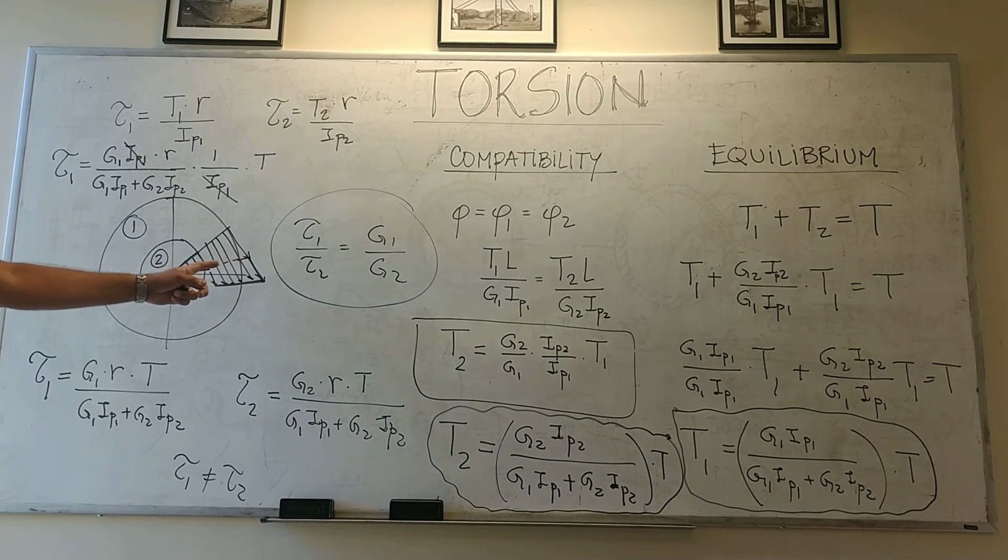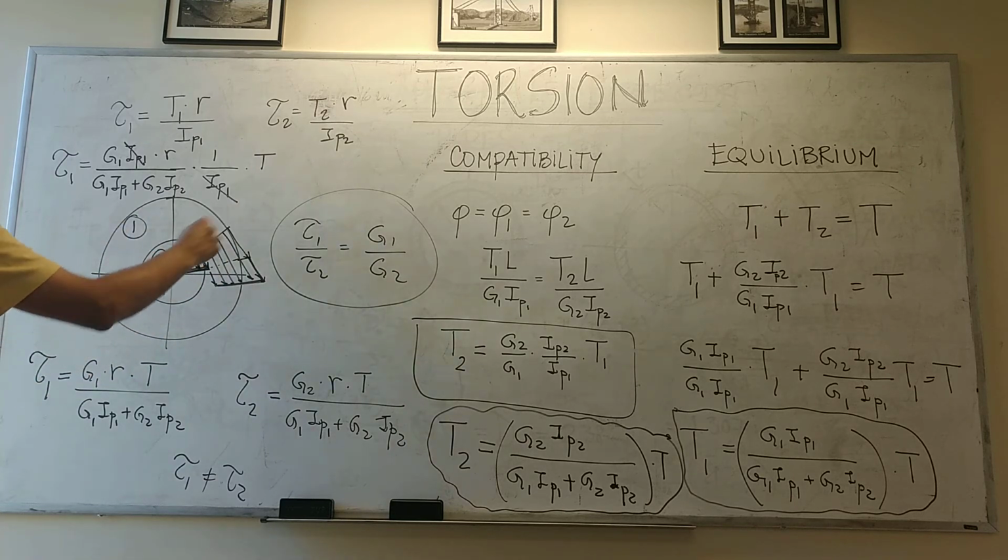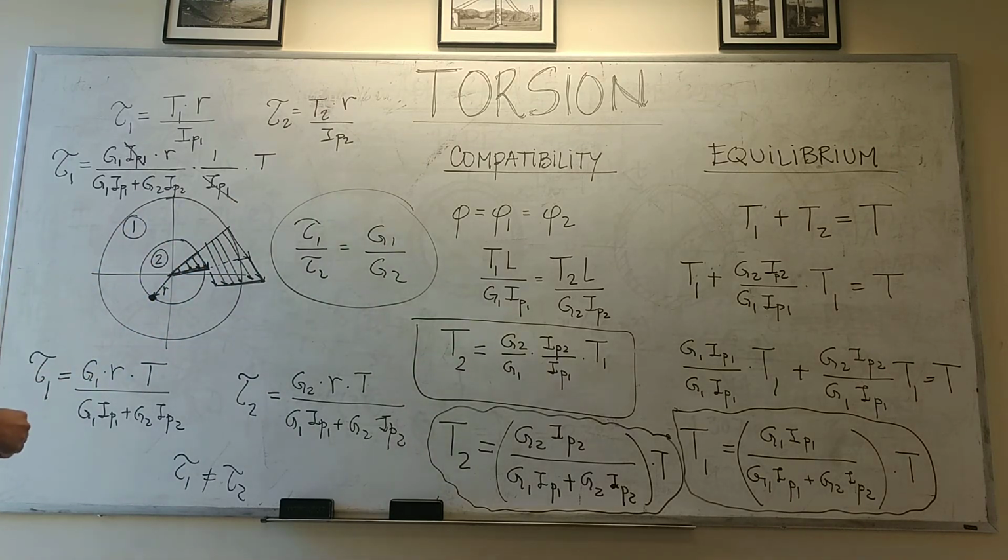So this will be the shear stress distribution across the cross-section of a circular shaft made out of two different materials with two different shear moduli and two different polar moments of inertia.